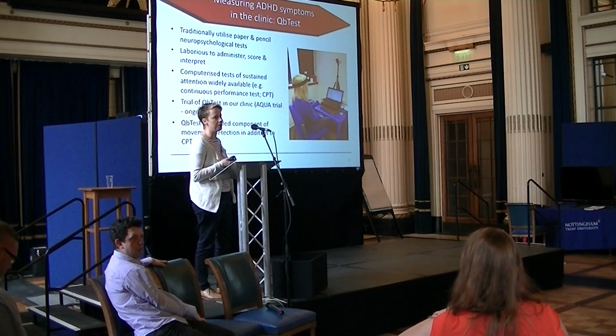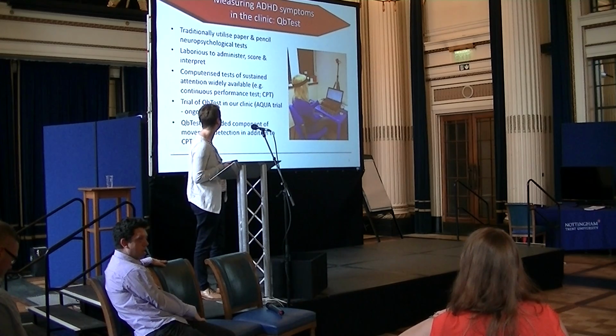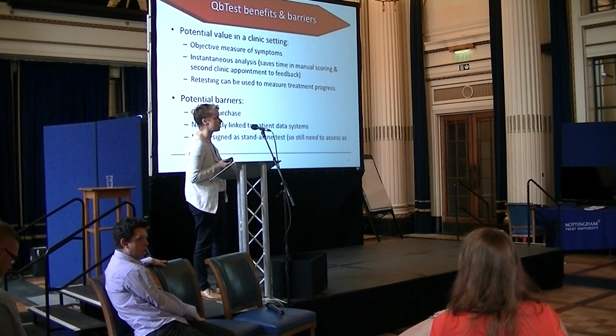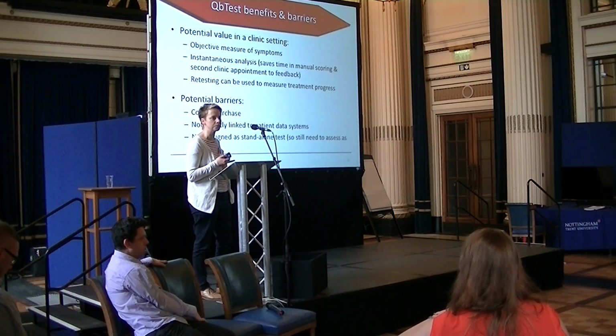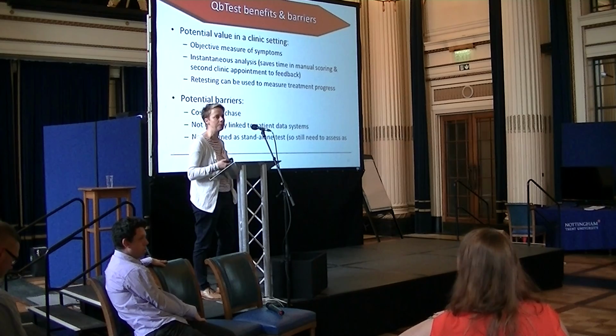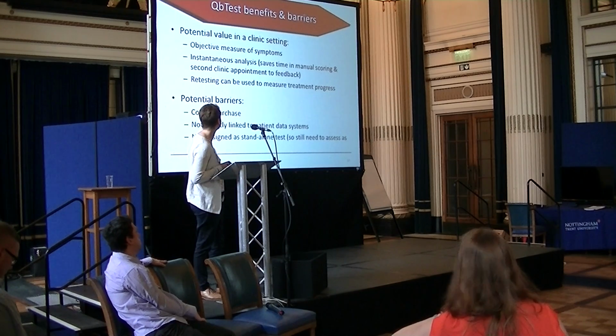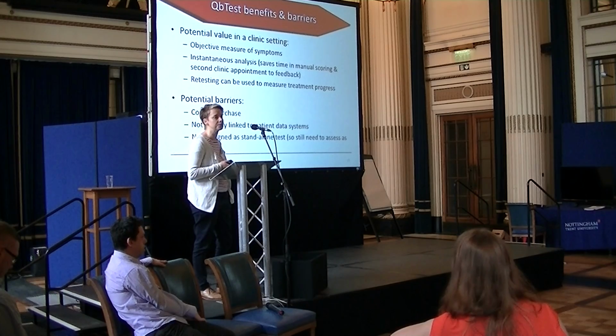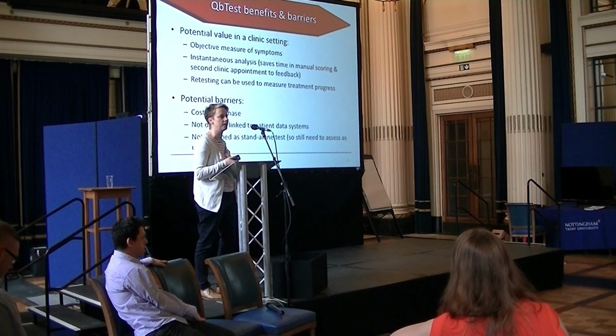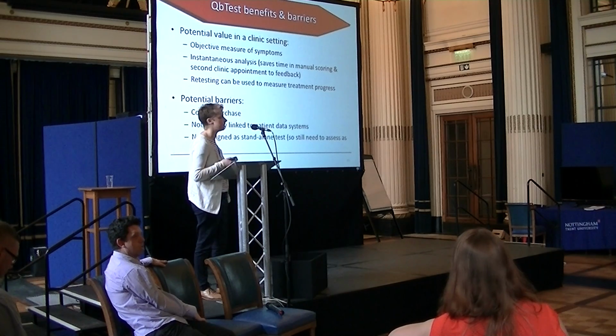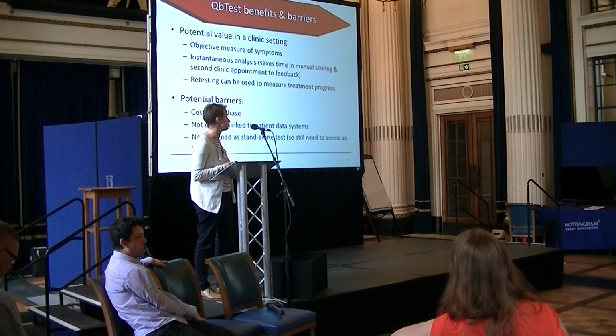The QB test was quite appealing because it had an additional measure of movement. Often people with ADHD are not very good at sitting still, so it was quite advantageous to be able to track movement as well. So I think the benefit for our clinic is it's an objective measure of symptoms. We're not just dependent on people telling us about their ADHD symptoms, we can measure that. For me, what's particularly appealing is you get a one-click instant analysis. I don't have to go away and score it up manually. And then we can retest people to monitor treatment.